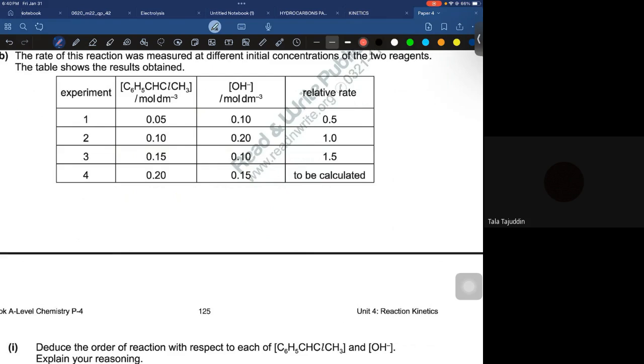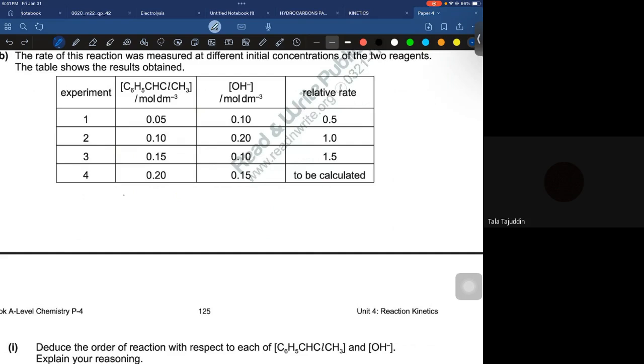And if you are going to find out the order of reaction with respect to OH negative, which experiments are you supposed to take? First of all, tell me. Second and fourth. Second and fourth. What do you say, Basil? We can also do it from first and second. Exactly. Why, sir? Because it's getting doubled. It's also getting doubled. So you can take experiment 1 and 2 as well.